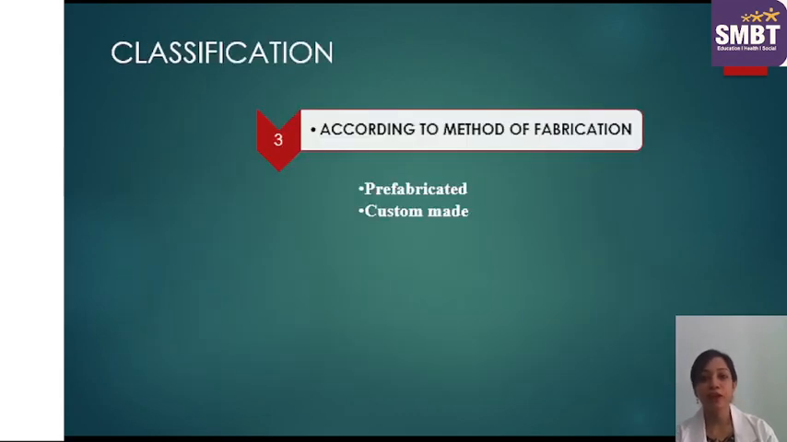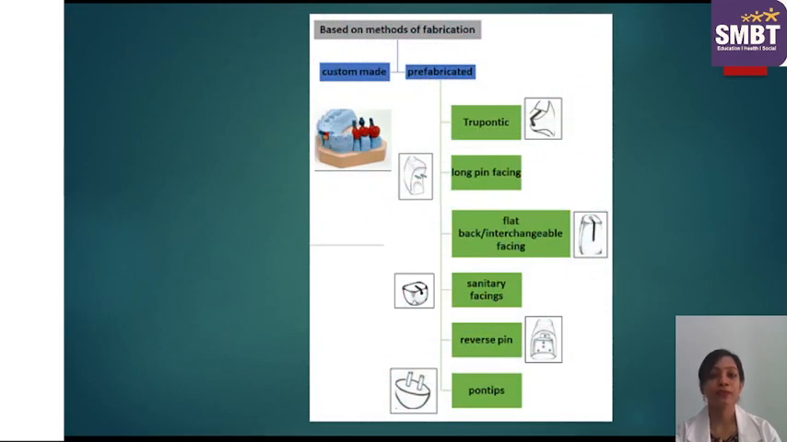Third is depending on the method of fabrication. So whether it is prefabricated, that is already fabricated, or it is custom made. So this picture very clearly shows us that if it is custom made, that means it is made using a wax pattern which is customized and designed as per our requirement. And if it is prefabricated, that means they are already fabricated and available in standard sizes. We need to modify them as per our requirement, and accordingly they are used depending on the clinical situation.